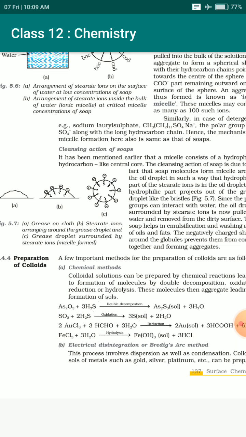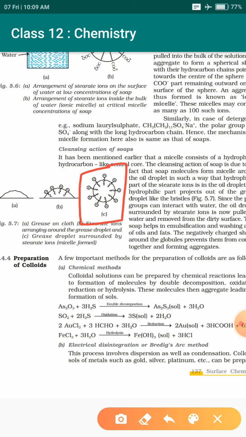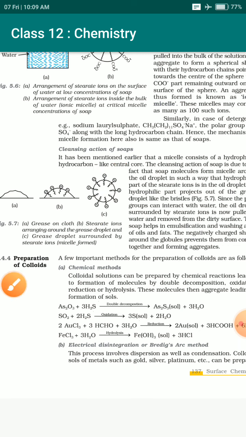Now slowly, gradually, they get surrounded and aggregated into a small spherical structure, where this R part pulls out or takes out this dirt completely. And when that complete pulling process happens, the dirt on the shirt or on the clothes, or wherever it is, will be completely taken out.